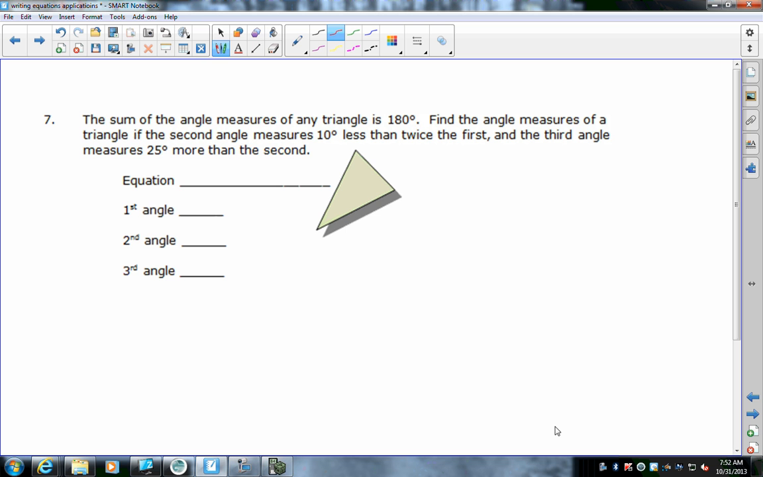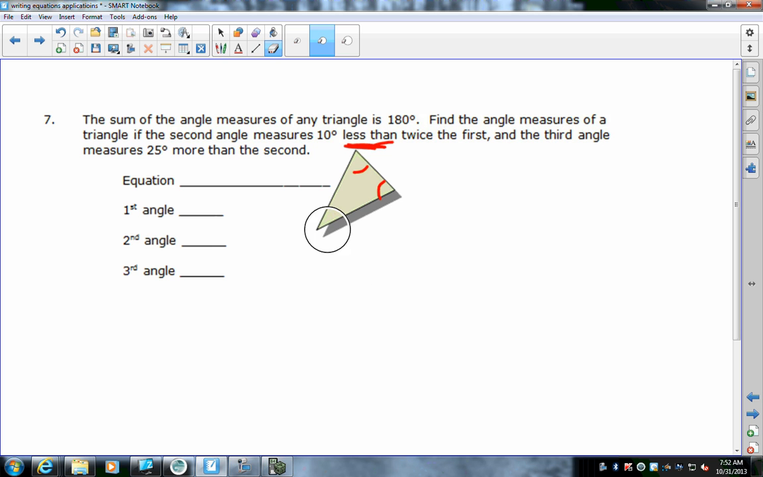Ooh, some geometry. Okay. And you will see something like this next year when you're in geometry. The sum of the angle measures of a triangle is 180. By the way, that is true. In a triangle, all 3 angles add up together to give you 180. Find the angle measures of the triangle if the second angle measures 10 less than, there we go, got less than, twice the first, and the third angle measures 25 more than the second. What?